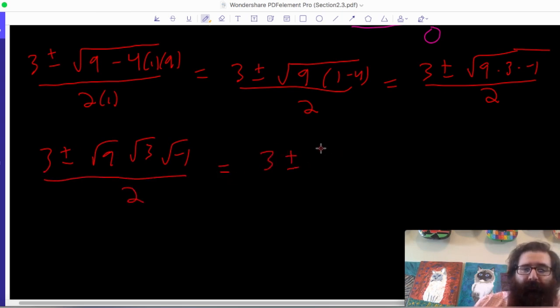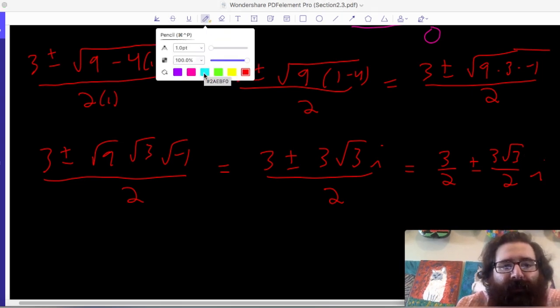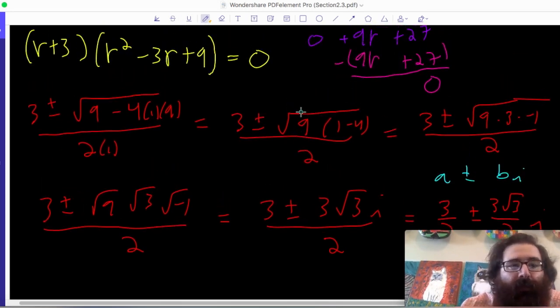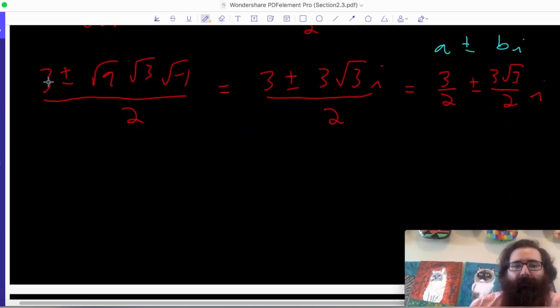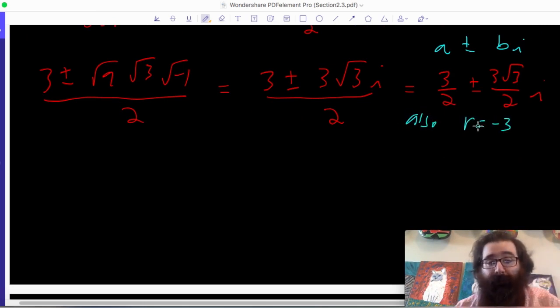So I don't know what you're thinking. I'm thinking 3 plus or minus 3 radical 3 i, all over 2. Or we could even break this up a bit to say 3/2 plus or minus 3 radical 3 over 2 times i. And that is our a plus or minus bi. Don't forget, I had a root to start with, r equals -3. So I'm also going to make myself a note. Also, r equals -3. We found that root by inspection.